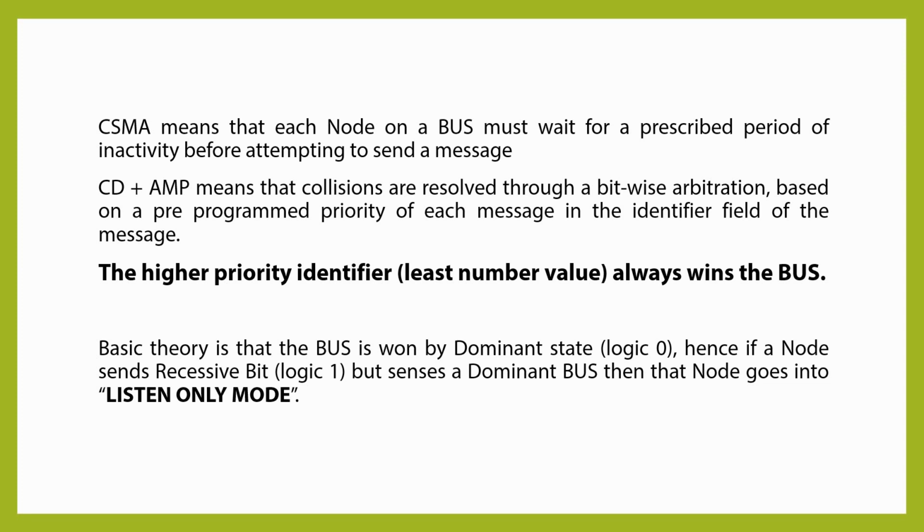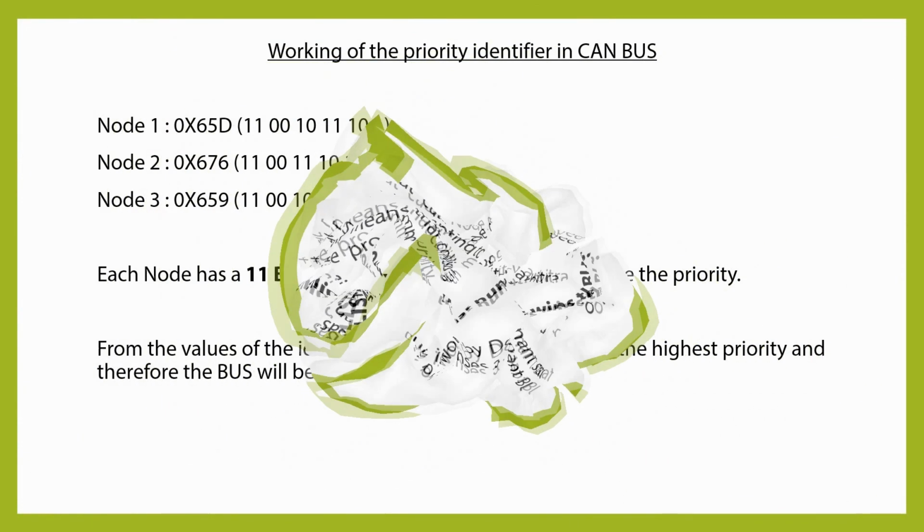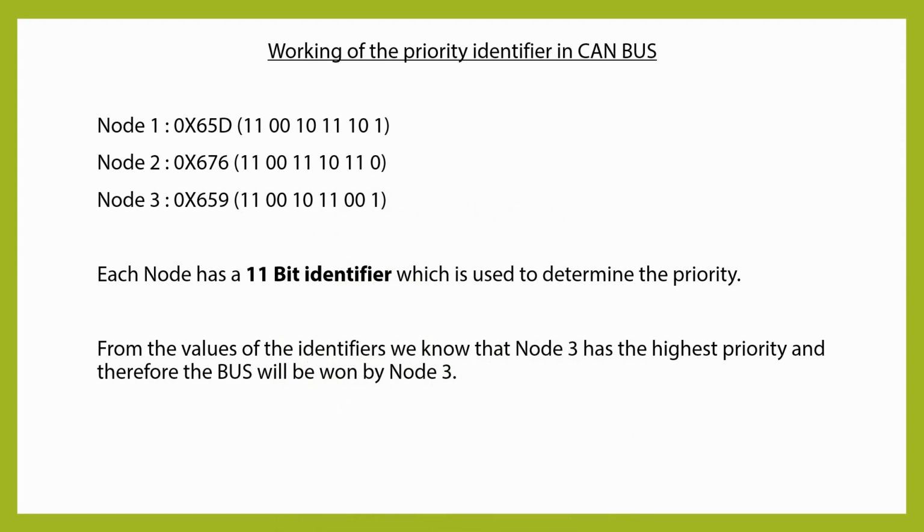So enough with the theory, right? We should wrap this theory up and try to look at a practical problem. So we'll try and look into how the CAN bus actually works. I mean, how the priority identifier actually works. So let's have a situation. We have 3 nodes, node 1, node 2 and node 3, each with an 11-bit identifier.